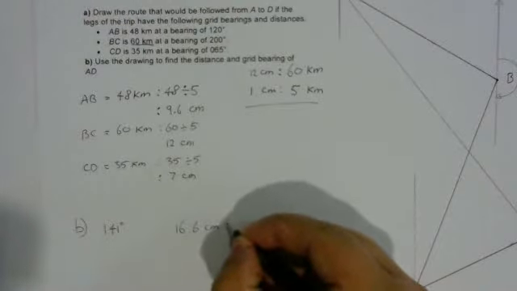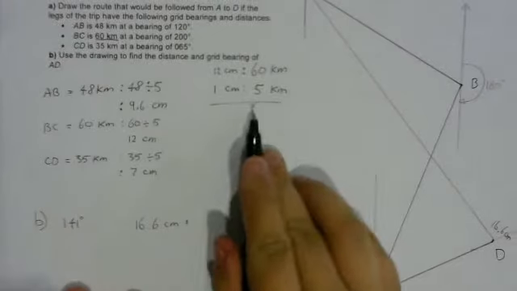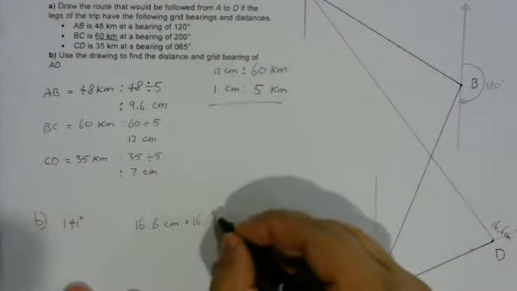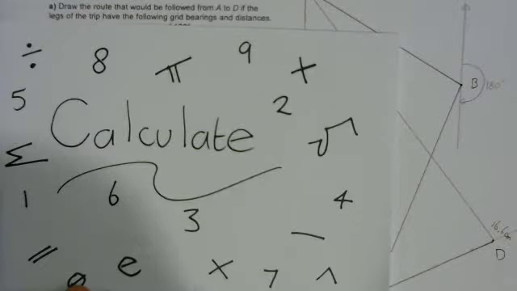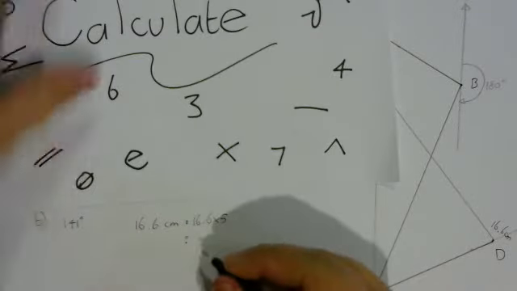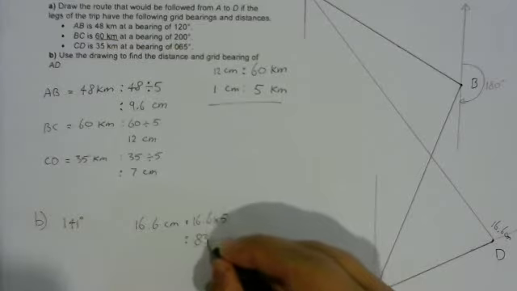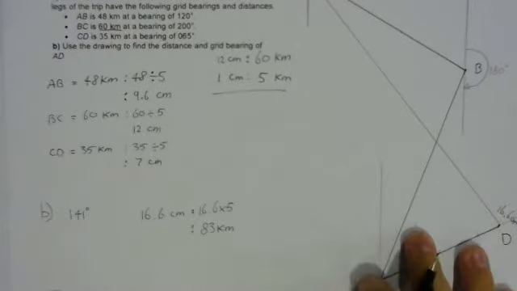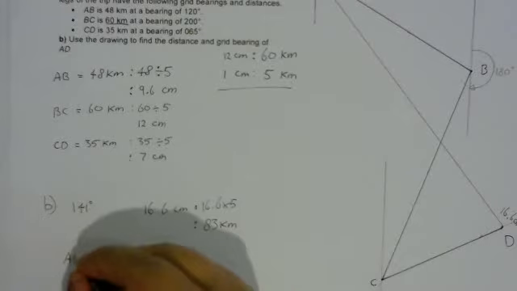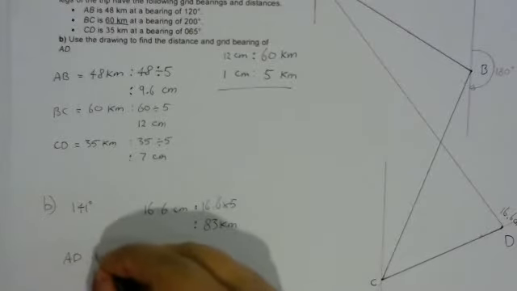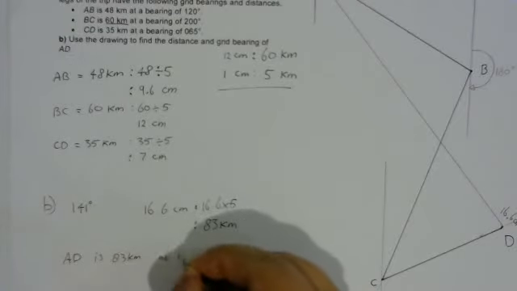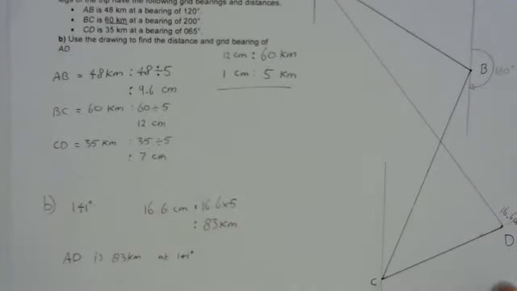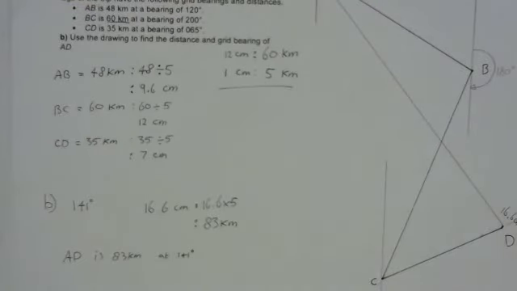16.6 centimeters, and to scale that we're going to multiply by the scale factor. So 16.6 times 5, and that is going to be, grabbing my calculator, 16.6 times 5 equals 83 kilometers. So A to D is 83 kilometers at 141 degrees. And that is how we draw routes on a map.